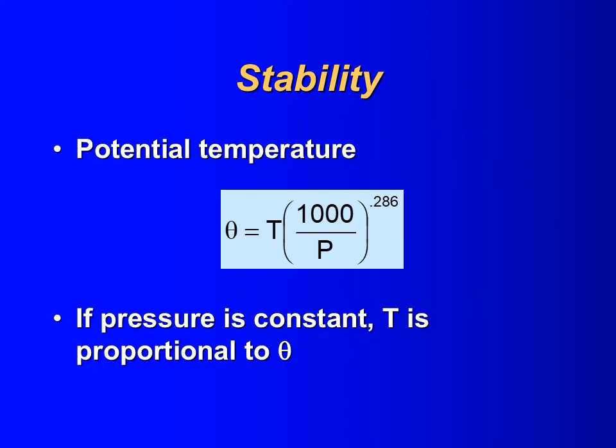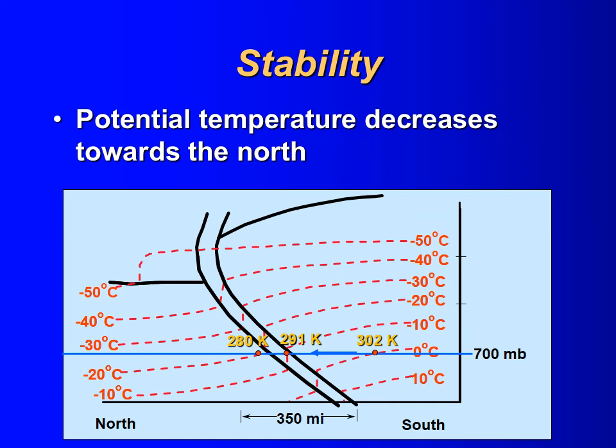So we'll calculate potential temperature using this equation. And these are the values that we got for 700 millibars at these particular temperatures. 0 degrees Celsius at 700 millibars would be 302. There you see minus 10 is 291. And minus 20 degrees Celsius is 280.